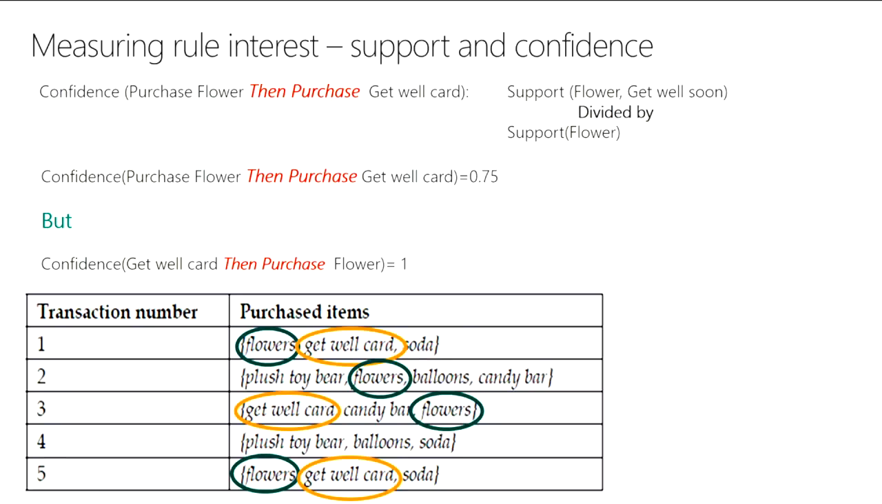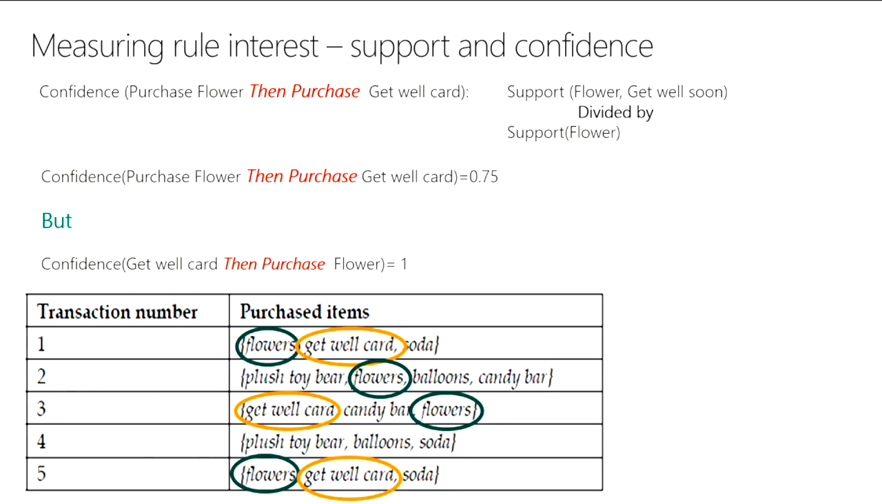Okay? So for the first one, we are going to see how much chance there is that people who purchase the flower are then going to purchase the card, and that is about 75%. So in 75% of cases, people who purchase flowers go on to purchase the card.